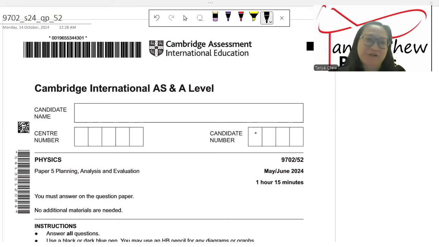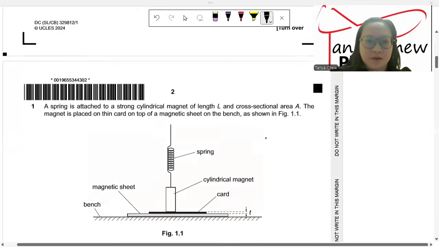Hello, in this video, I am going to discuss Cambridge International A-Level Physics, Paper 5, May/June 2024, Paper 52. Now, let us begin with the first question.